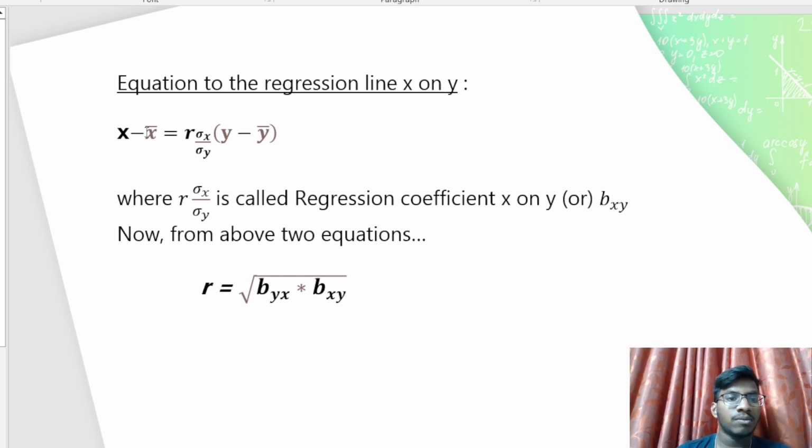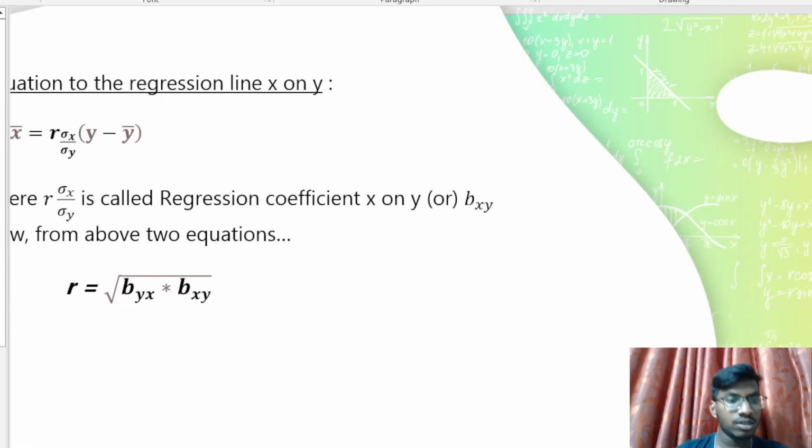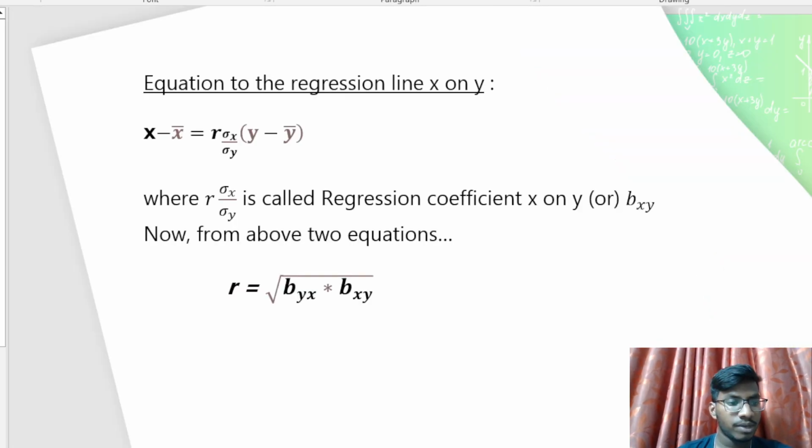Here x bar is the mean. You will be given different x values and y values, and you need to determine the means of x and y. The mean is the total sum of the observations divided by the total number of observations. Based on the mean, we perform x minus x bar and y minus y bar and calculate the necessary regression coefficients. So these are the two regression lines which form a basic part.